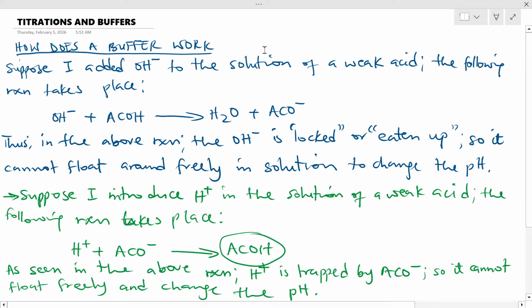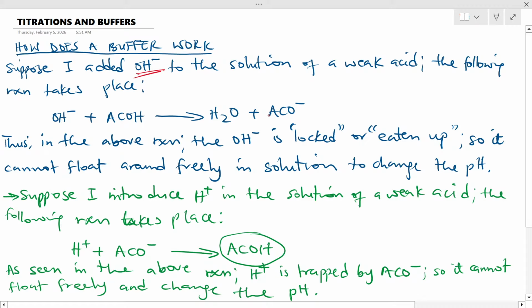So I said, suppose I add OH minus to the solution of a weak acid, and we say the following reaction would take place. Okay, so OH minus here, mind you, is actually referring to what? Your base. So supposing I add a base, if I ask you, show me stepwise how a buffer works, this is it. So you add a base represented by OH minus to a weak acid and show the reaction.